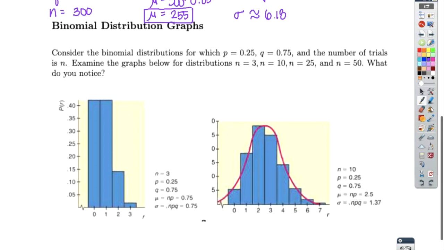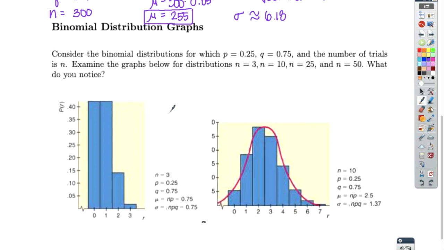Okay, so now let's talk about what binomial distributions look like. Consider binomial distributions for which the probability of success, p, is 0.25, the probability of failure is 0.75, and the number of trials is n. And what we're going to do on this page and the next page is look at different graphs for different values of n, so different numbers of trials.